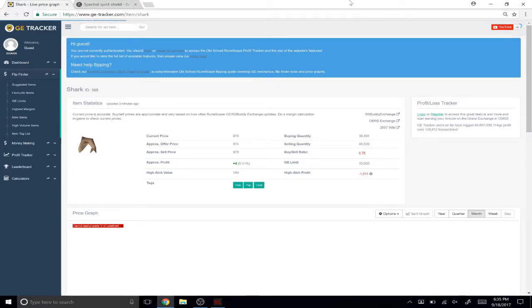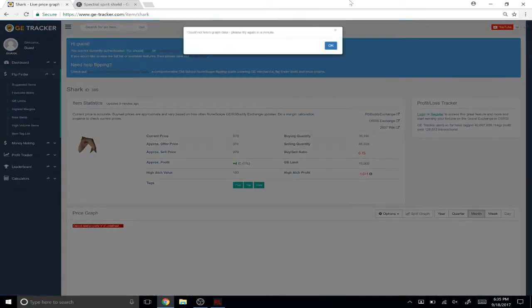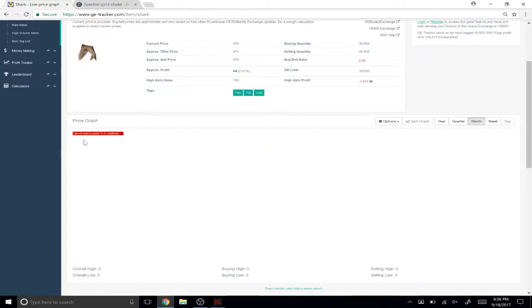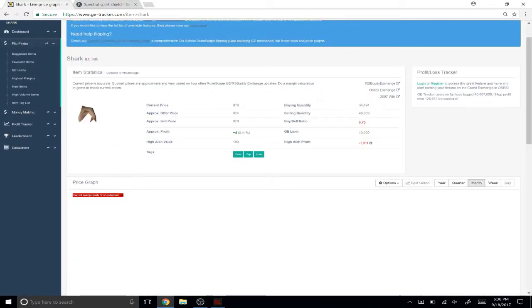So here we are in GE Tracker. Now, this is a really helpful tool to tell if an item is going to crash in price or not. They've been having a couple problems today, so we won't be able to see the graph, but that's fine. We don't need it necessarily.